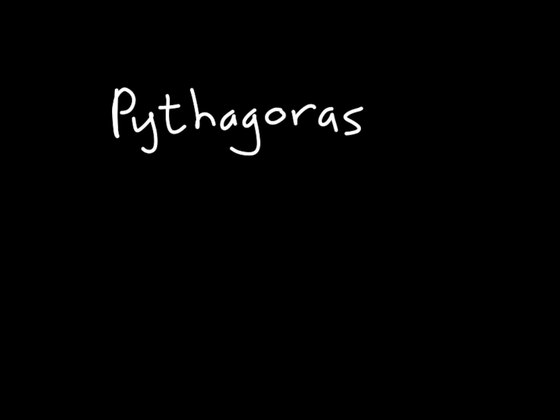In today's video, we are going to be talking about Pythagoras. Pythagoras was a man from ancient Greece who was most commonly known for his Pythagorean theorem. This theorem is used to find the length of the side of a right-angled triangle, given that we already know the lengths of the other two sides.